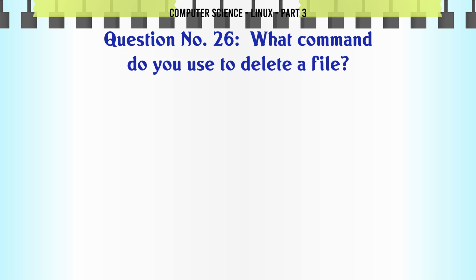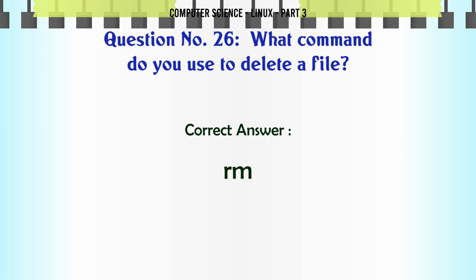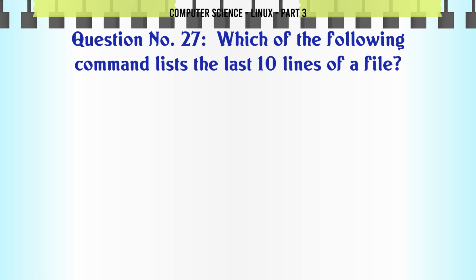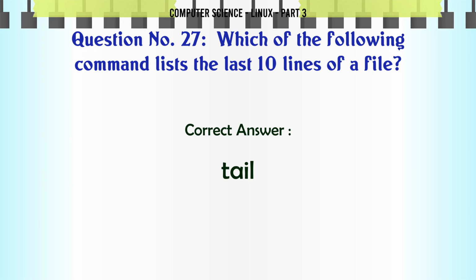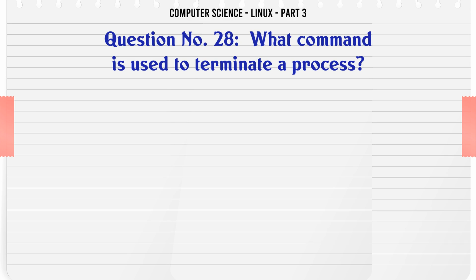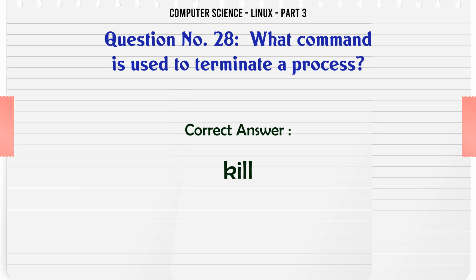What command do you use to delete a file? A. rename. B. delete. C. rm. D. cp. The correct answer is rm. Which of the following commands lists the last 10 lines of a file? A. grep. B. tail. C. head. D. cat. The correct answer is tail. What command is used to terminate a process? A. kill. B. cancel. C. halt. D. shutdown. The correct answer is kill.